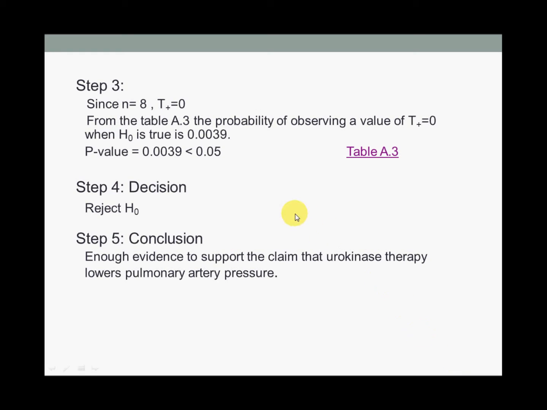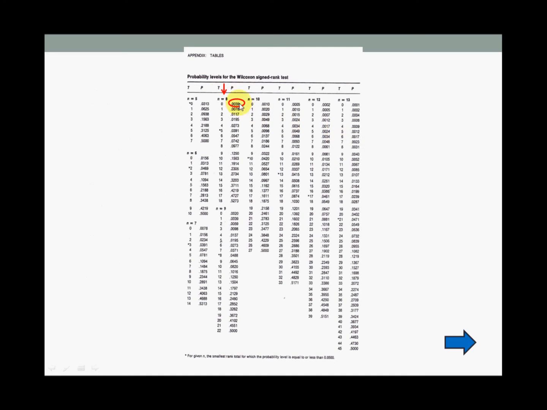Next step is to find the p-value. The n now becomes 8. We select T positive equals 0 as our test statistic, depending on the hypothesis, which is case C. By referring to table A.3, when n is equal to 8 and T is equal to 0, our p-value is 0.0039.